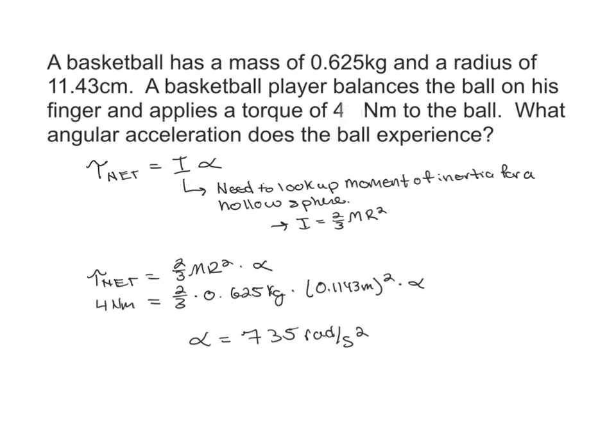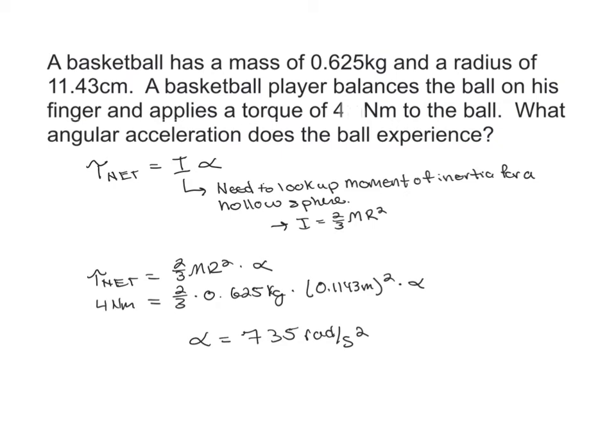Since I'm trying to relate torque and angular acceleration, I'm going to use the relationship torque net equals moment of inertia times angular acceleration. I then need to look up the moment of inertia equation for a hollow sphere, since a basketball is not solid inside. So I would look that up on the table of moment of inertia equations, and I find that it's 2/3 mass times radius squared. So I substitute that in for moment of inertia.